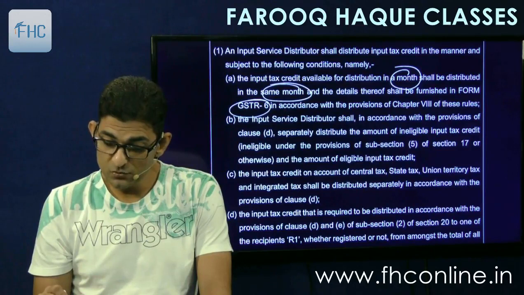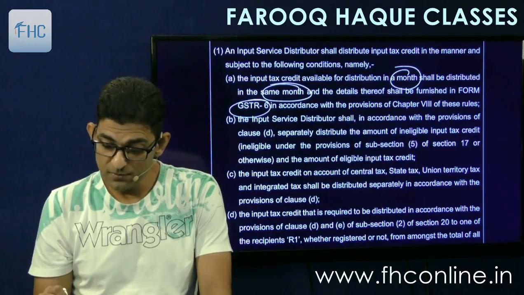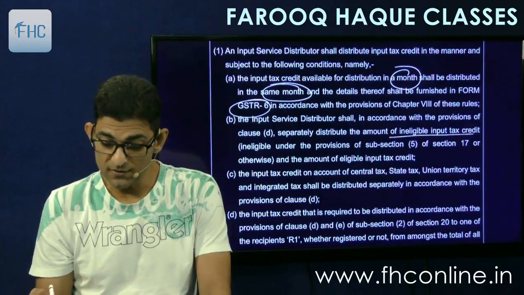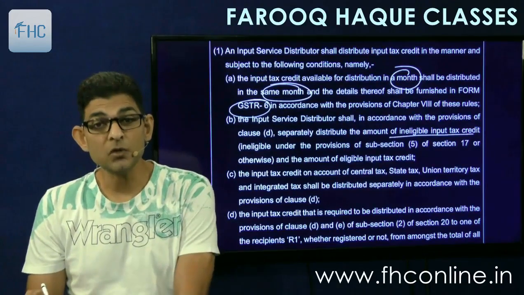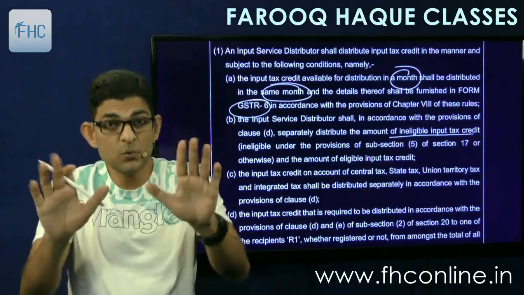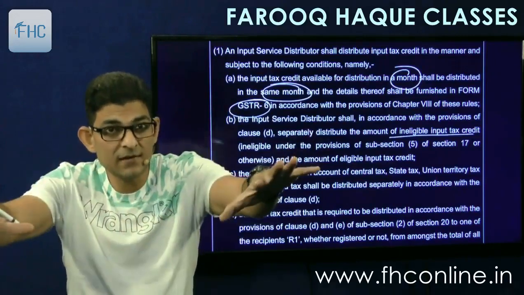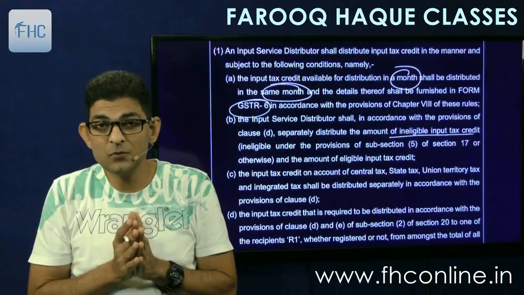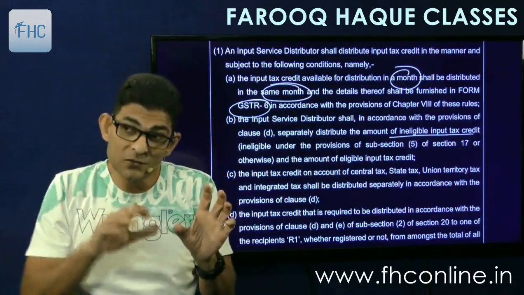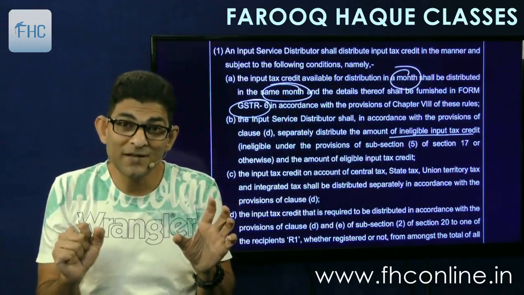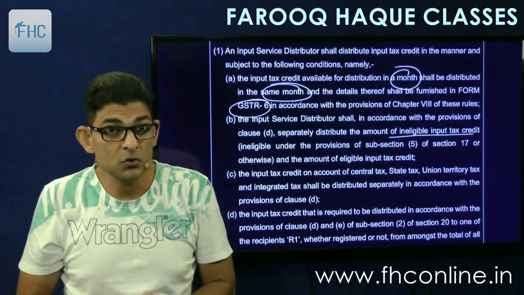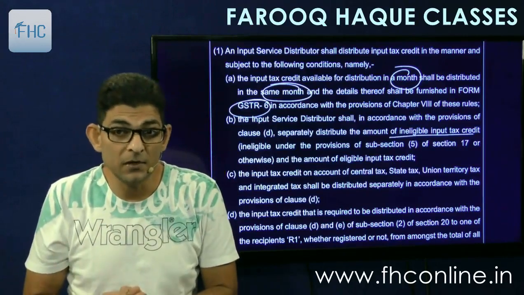Then the input service distributor shall, in accordance with the provisions of clause D, separately distribute the amount of ineligible input tax credit. Ineligible means the blocked credits. So blocked credits will also be distributed in the same proportions, which will ultimately be blocked, so they cannot be taken there. But what it means is that you cannot distribute the eligible to one unit and the ineligible to another unit. It should not be like that. All the types of credits will be distributed in the same proportion, including the ineligible.